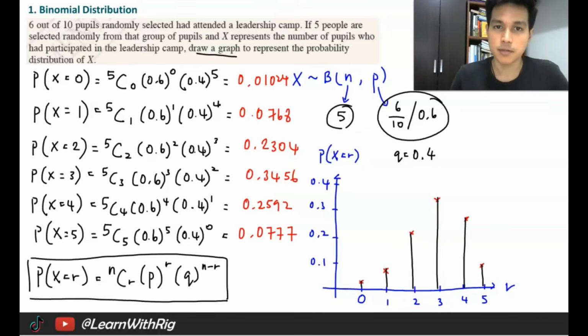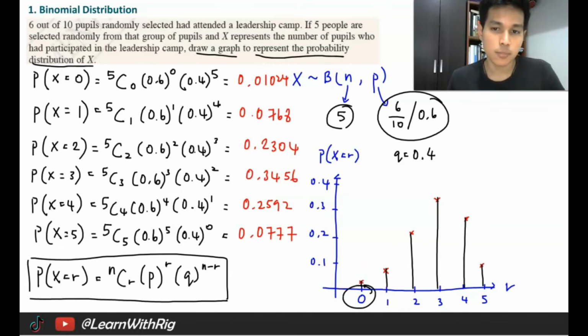So that's what they meant here: draw a graph to represent the probability distribution. So you are listing out all the possibilities. r can be equal to 0, 1, 2, 3, 4 and 5. Cannot be more, cannot be less. So you are plotting all the possibilities.